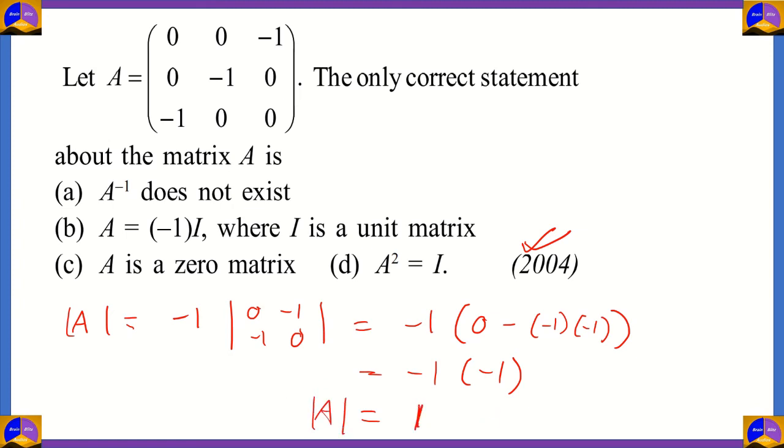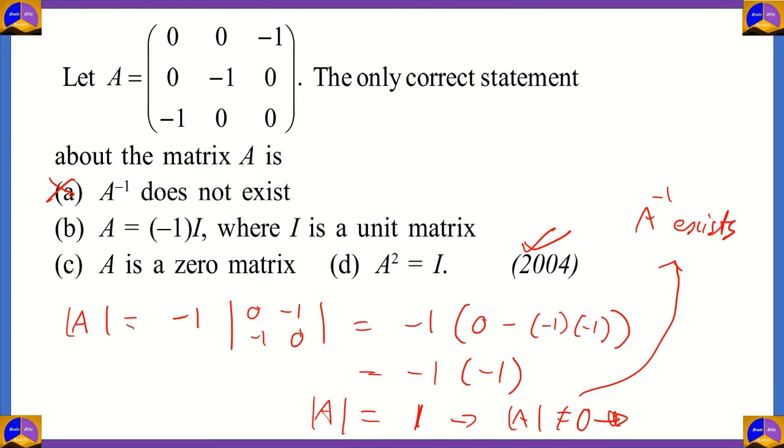Now, whenever the determinant of A is equal to 0, A inverse does not exist. So over here, the determinant of A is not equal to 0. Therefore, you can write that A inverse exists. So since A inverse exists, you can write that option A is incorrect. Now let's look at option B.